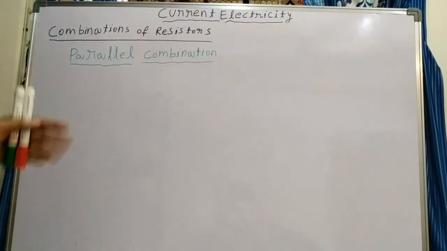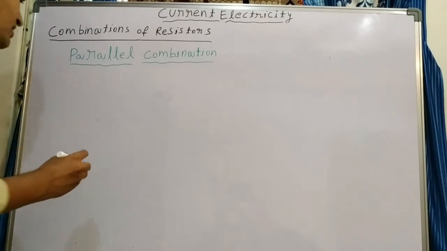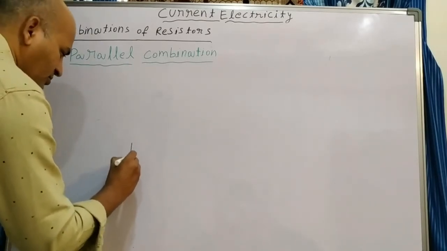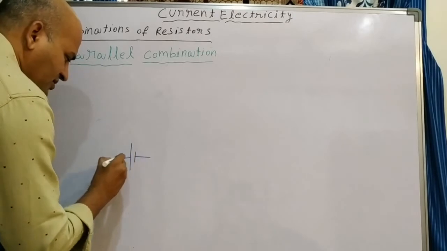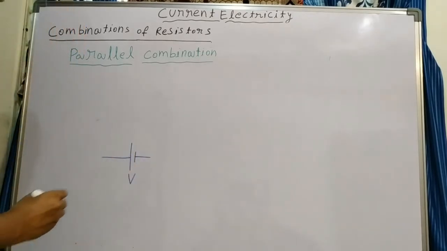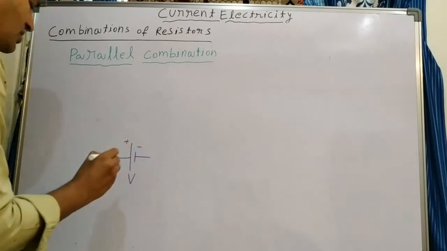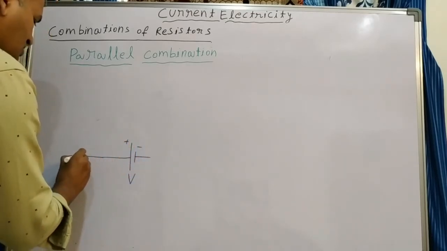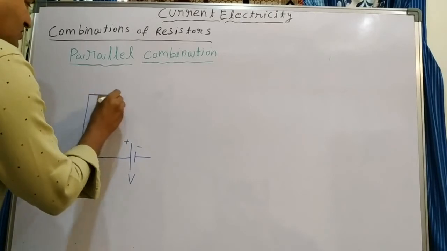Now let's see parallel combination of resistors. Suppose you take an EMF, or you can say a cell which is having potential difference V across the terminals. One is the positive terminal, the other is the negative terminal, and 3 resistors are connected like this.